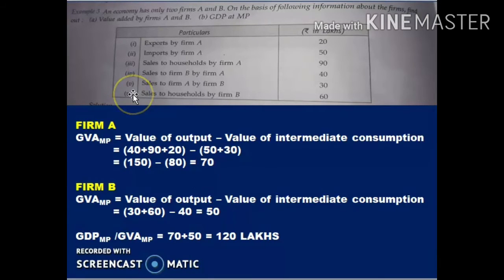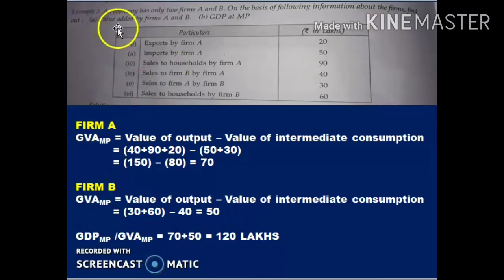So first, how will you identify that the question is on the basis of product method? Just see the components that we have studied under the formula. There will be sales, or there will be purchases, or exports or imports like that. So we have to identify that this problem is based on product method. Next, how will you calculate it?